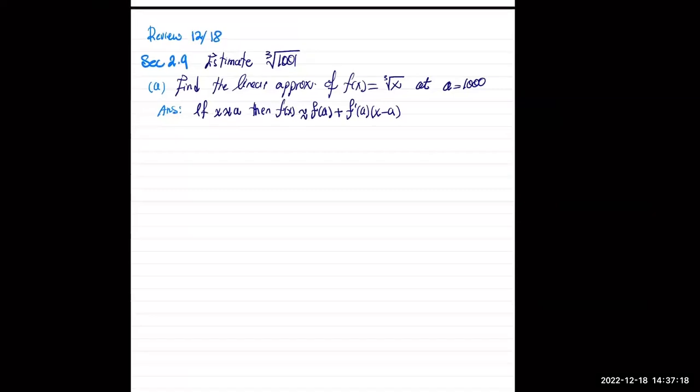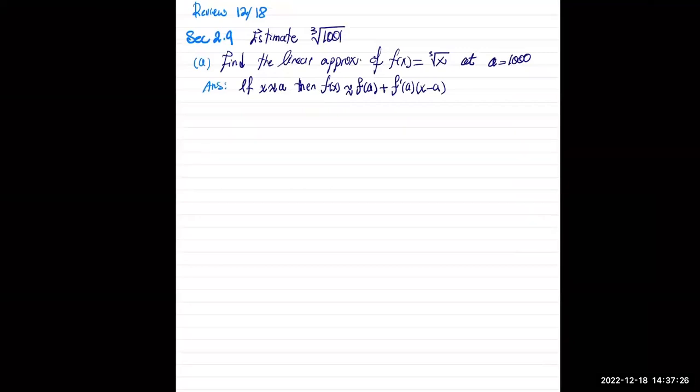Here our a is 1000. You want to begin by calculating f prime. Here f of x is cube root of x, which you can write as x to the 1/3. Therefore, f prime of x is 1/3 x to the negative 2/3, which I'll write as 1/3 times x to the positive 2/3 in the denominator.